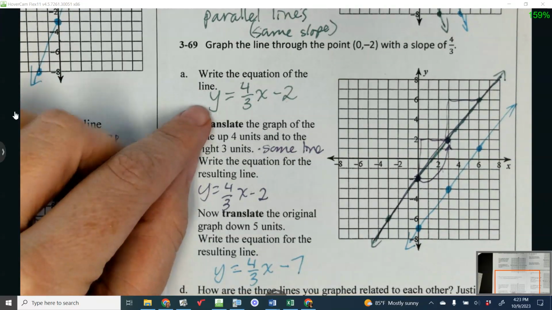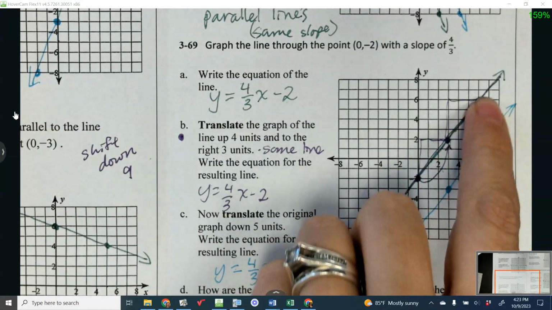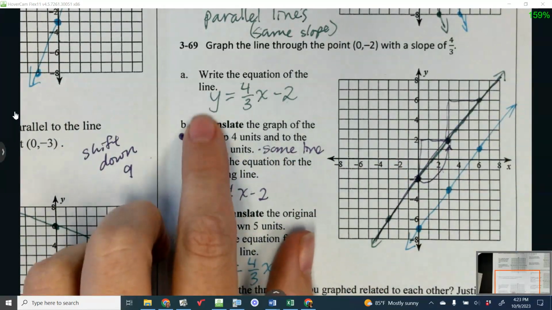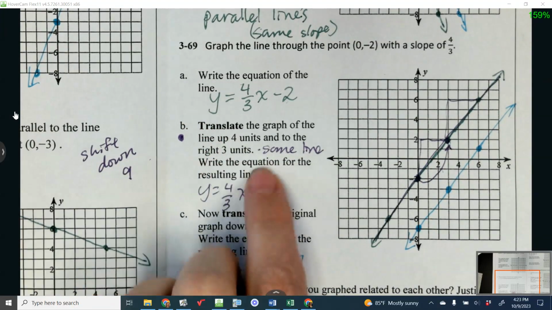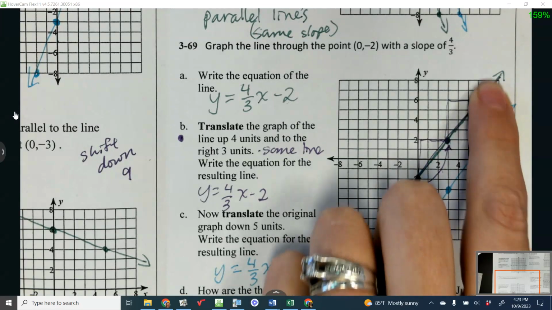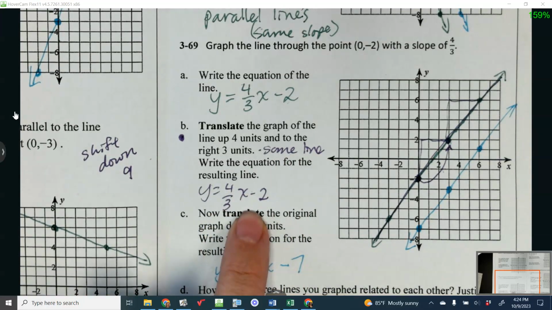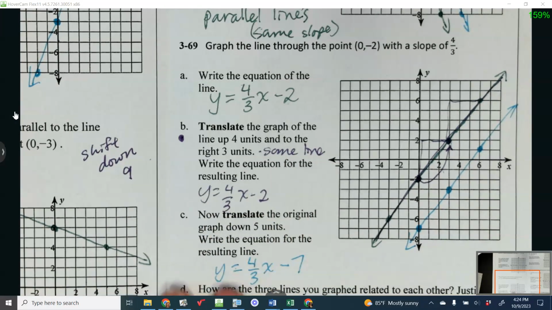Okay, we have the equation of the line. It's the green one that is the first one I did. So green arrow there. Then I translated it up 4 units and right 3 units. So up 4, right 3, and it was the same. I was just landing on the line again. This is the same line, same equation.